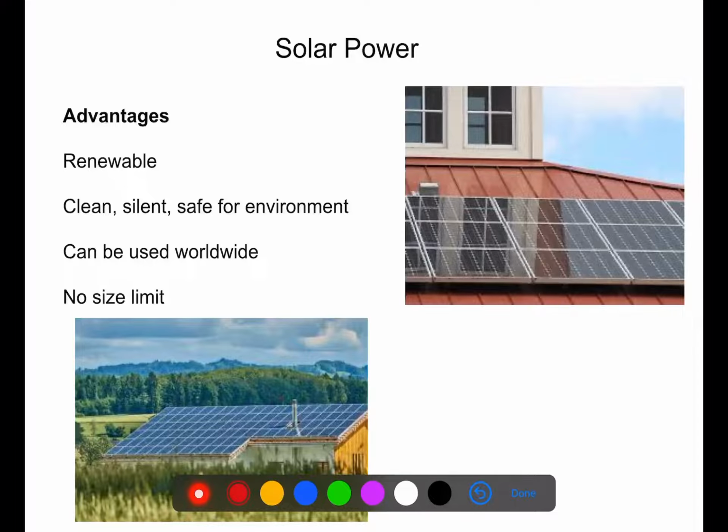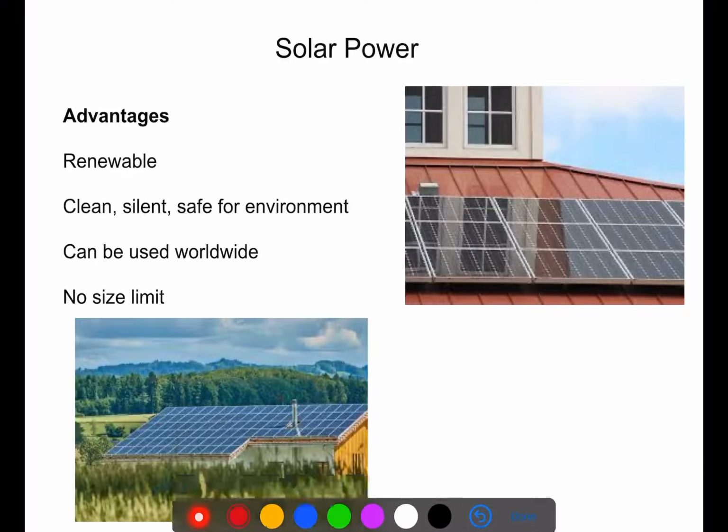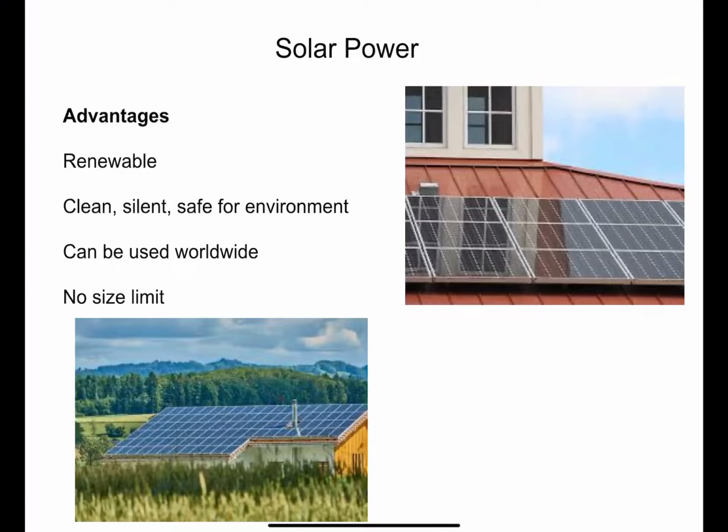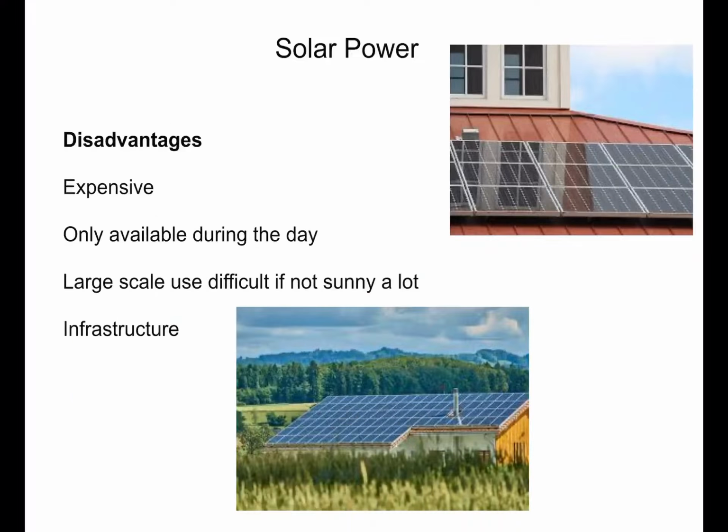Solar power has many advantages. It is renewable, with energy coming from the sun. It's clean, silent, and safe for the environment. It can also be used worldwide, so it can be used to produce electricity in countries that currently have limited supply. There is no size limit. Large arrays can be built of multiple solar panels to power many homes, or a single home can have panels on its roof. There are, however, some disadvantages.